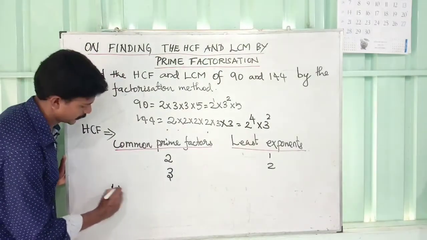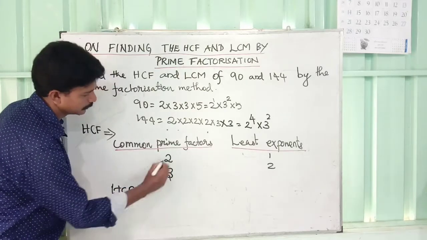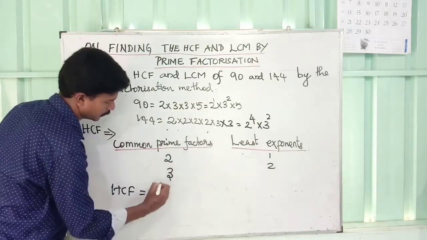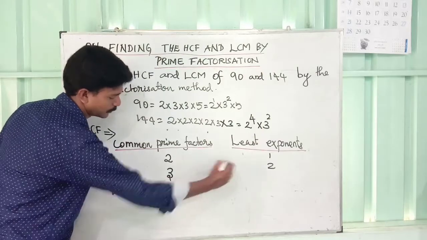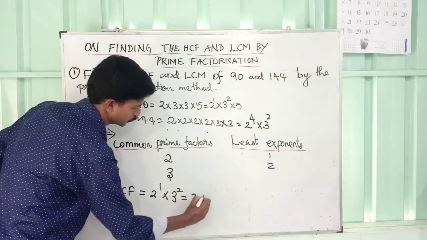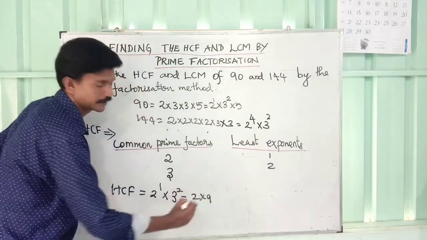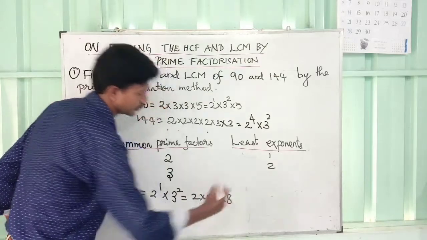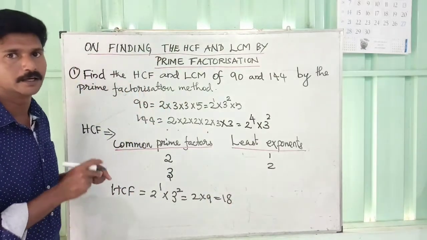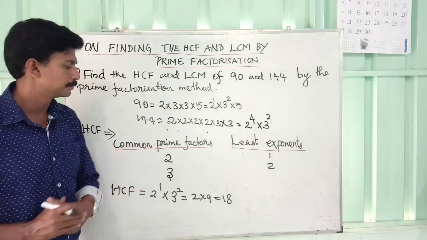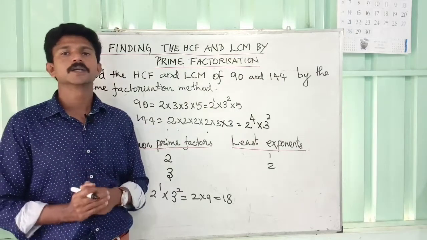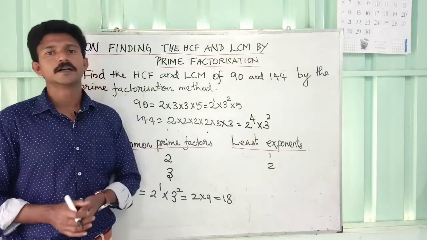So HCF is equal to 2 raised to the power 1 into 3 raised to the power 2, which is equal to 2 into 9, since 3 square is 9, which is equal to 18. So we found the HCF, that is 18. Now let us find the LCM.